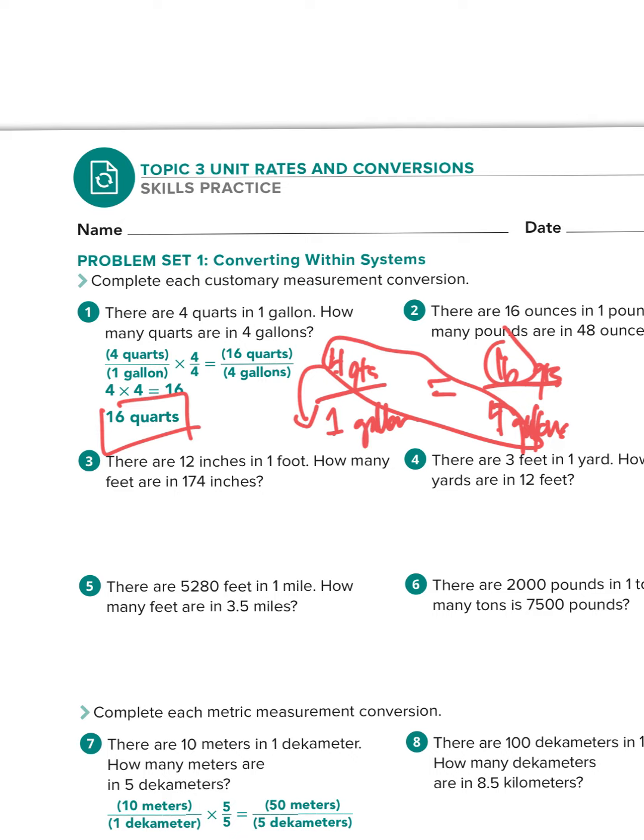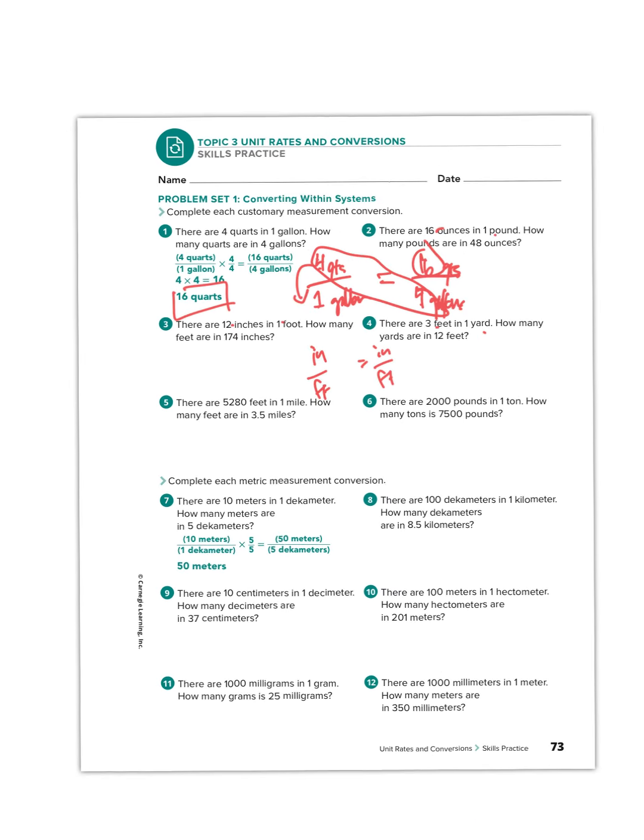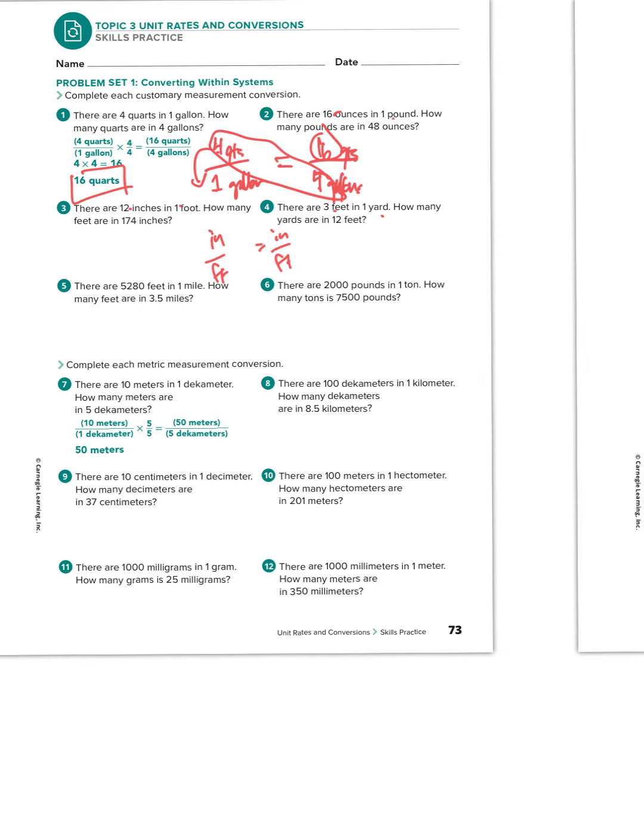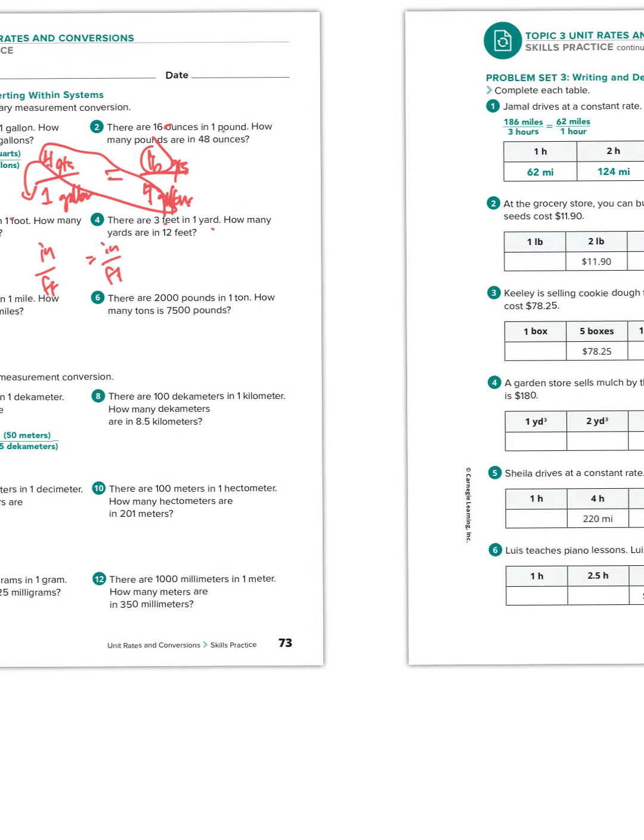So for all of these, it's going to tell you what the conversion rate is: 16 ounces to 1 pound, 12 inches to 1 foot, 3 feet to 1 yard, etc. You're just paying attention to make sure that you've got inches on top and feet on the bottom, and then cross multiply and divide. That really should be the case for all of these. The metric ones are a little bit trickier just because we're less familiar with, say, hectometers and stuff.